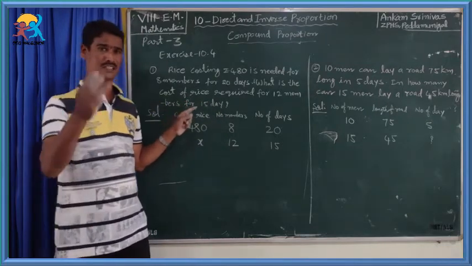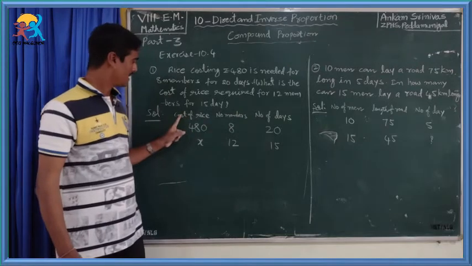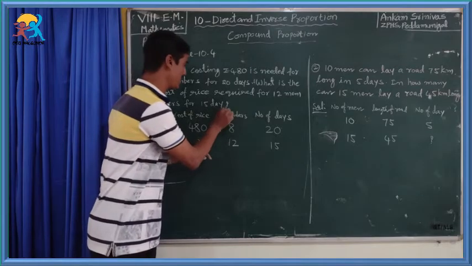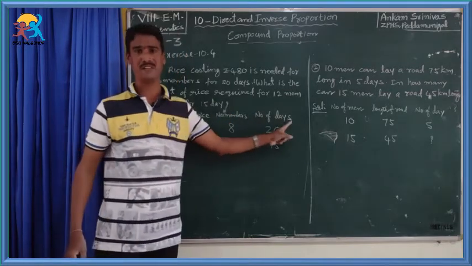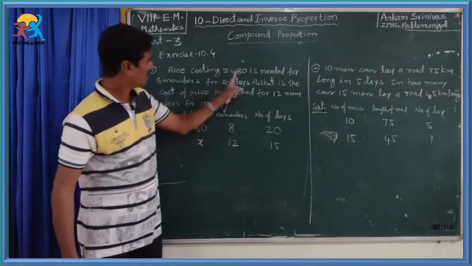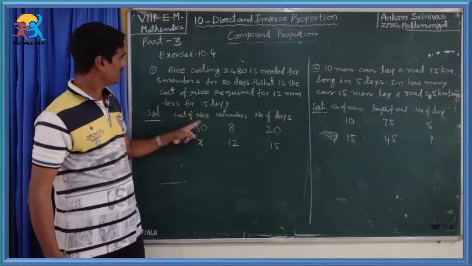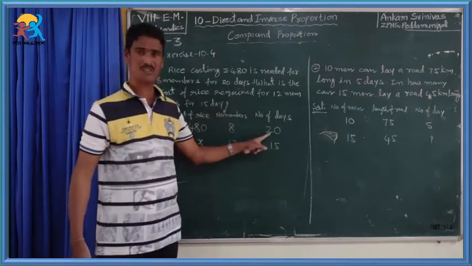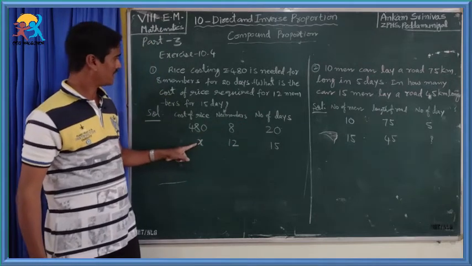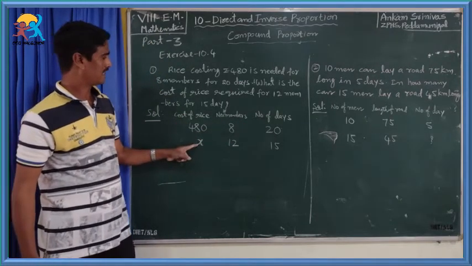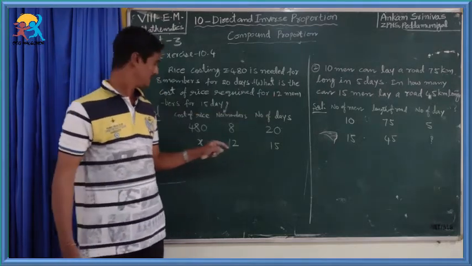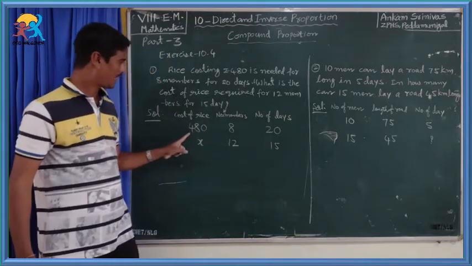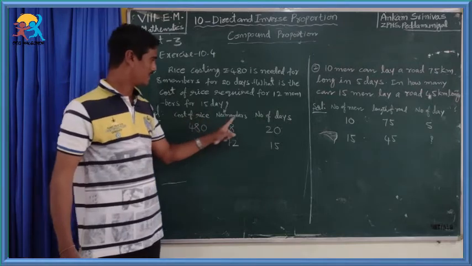Here we have three quantities. Number one is the cost of rice. Second is the number of members, and third is the number of days. In the first sentence, the cost of rice is 480 rupees, the number of members is 8 and the number of days is 20. In the second condition, we require the cost of rice when the number of members is 12 and the number of days is 15. Dear children, now compare these three quantities.